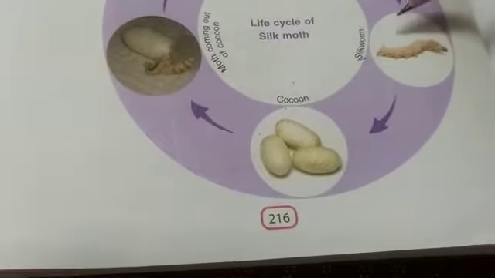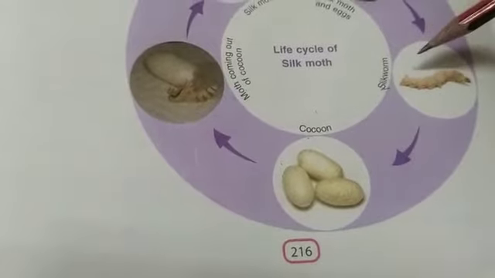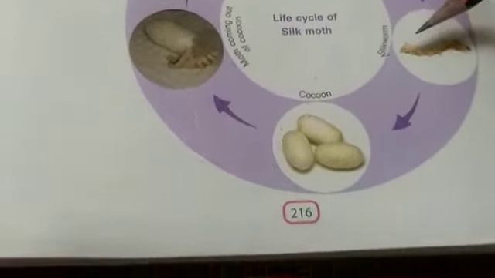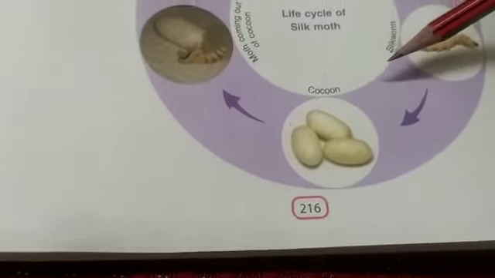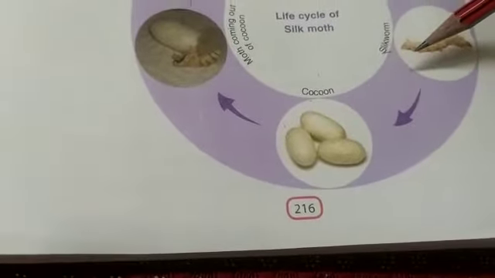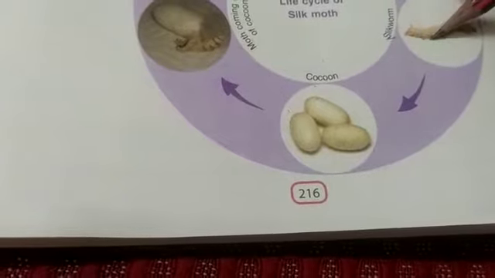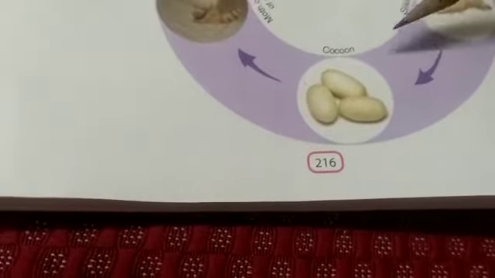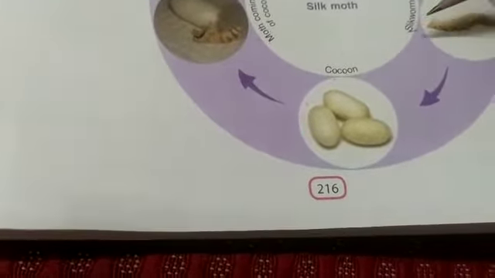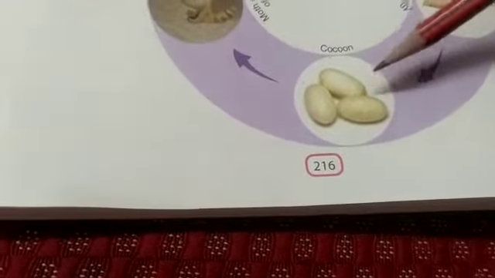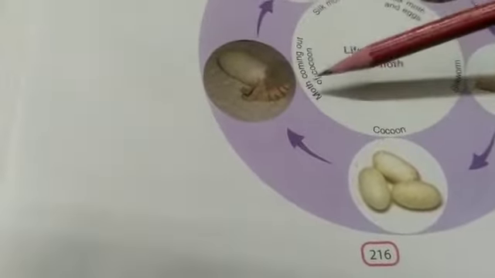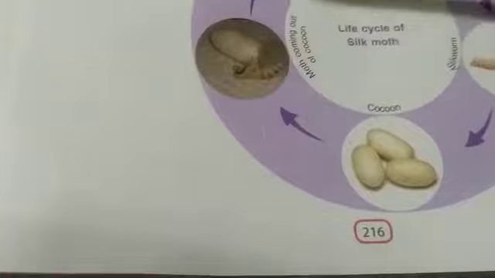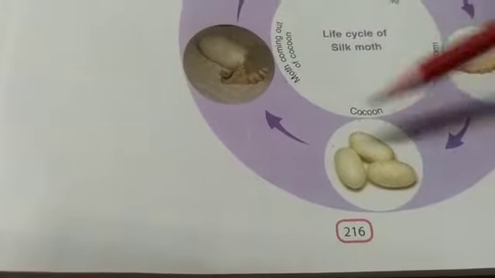The caterpillar then secretes a liquid, which hardens on coming in contact with the air and changes into a fine fiber. The liquid that is obtained is made up of proteins. The caterpillar covers itself completely with this fine fiber. This covering is said to be your cocoon. The silkworm develops into a silk moth inside the cocoon. So this is the life cycle of silk moth.